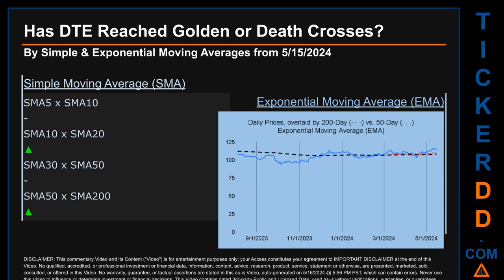Continuing with SMA, we looked across the 5 to 10, the 10 to 20, and the 30 to 50-day ranges to see if golden and death crosses had been reached. We found a golden cross signal for the 10 to 20. We could not find either a golden cross or a death cross signal for the 5 to 10 and the 30 to 50.